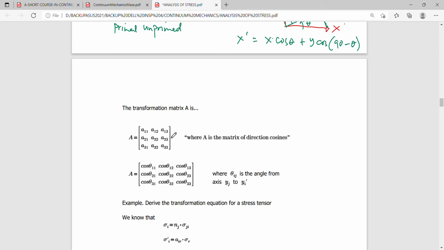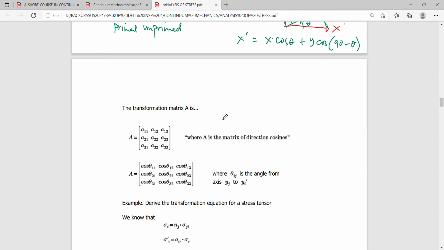Okay, so if we now define A11, A12, A13, etc. on the basis of direction cosine, we can simply substitute the value of A11, etc. by the cosine of the angle, wherein the first subscript is always referred to the original set of coordinate system, and the second subscript refers to the new set of coordinate system.